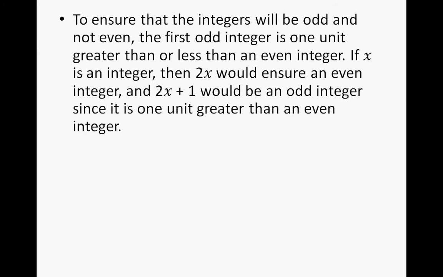So to ensure that the integers will be odd and not even, the first odd integer is 1 unit greater or less than an even integer. So if x is our integer, then 2x, or 2 times x, would ensure an even integer, and 2x plus 1 would be an odd integer since it is 1 unit greater than an even integer.